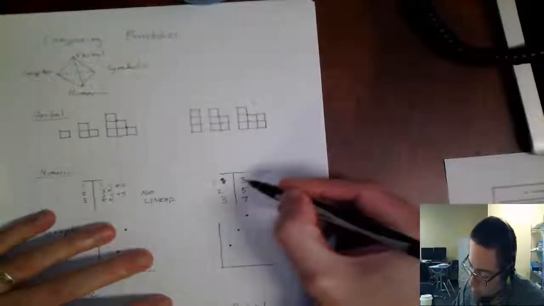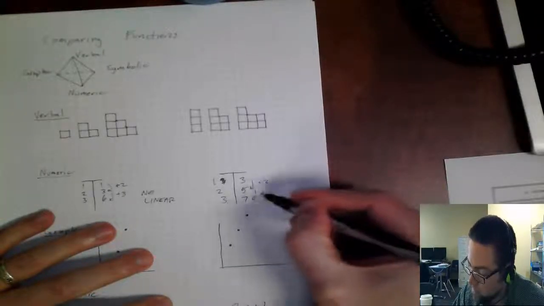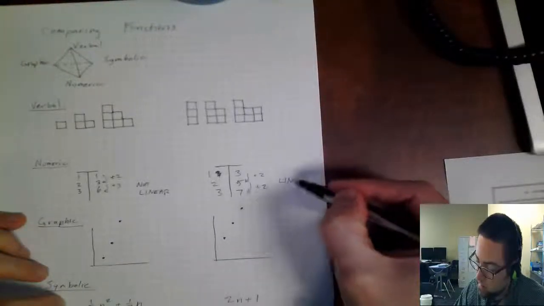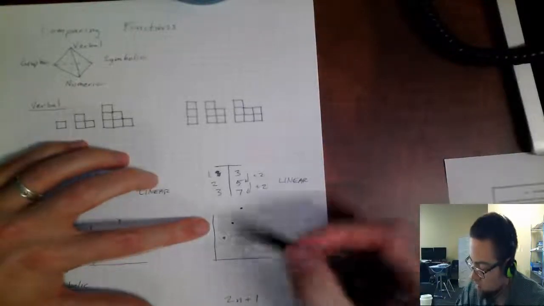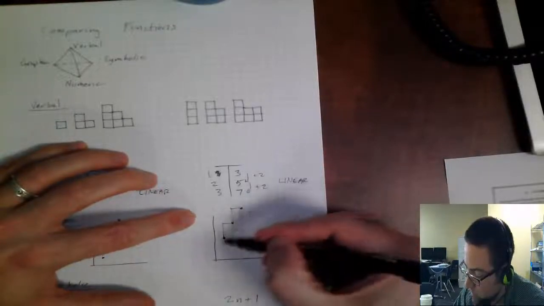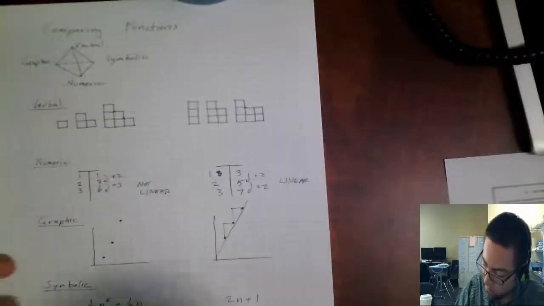This one goes from 3 to 5, so it's changing by 2. And this one's going from 5 to 7, so it's also changing by 2. So this is changing by a constant amount. So this one is linear. And when you look at the graph, you see that it has a constant rate of change. This one's going up by 2 over 1, up by 2 over 1, and we have a constant slope that looks like that.